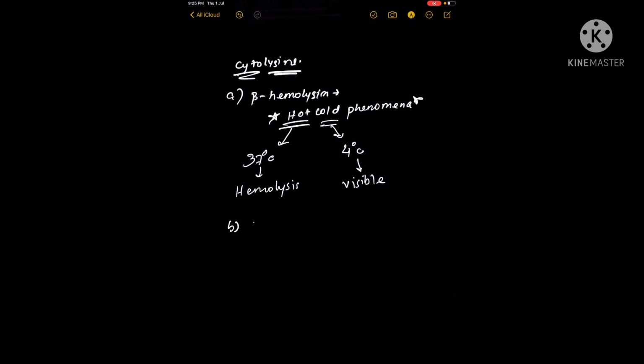Also, the other toxin is PVL. It's called Panton-Valentine leukocidin. It causes decreased leukocytes, WBCs.